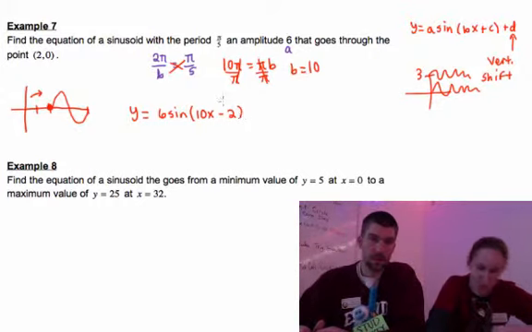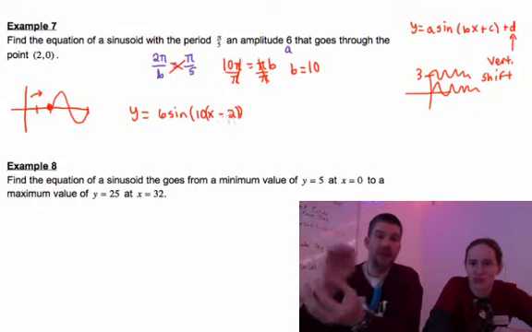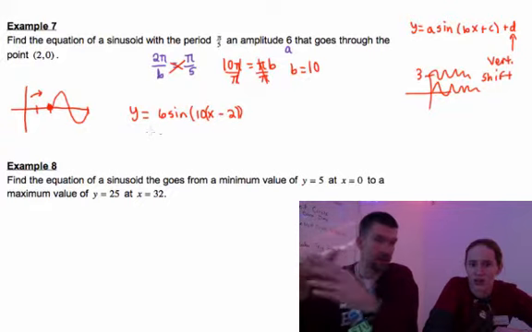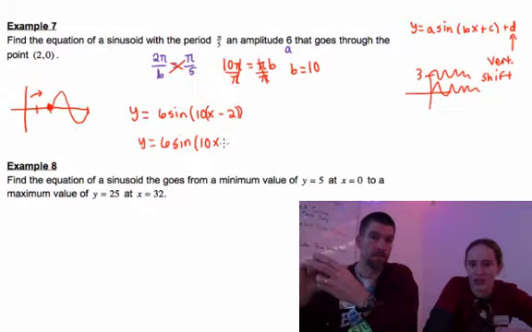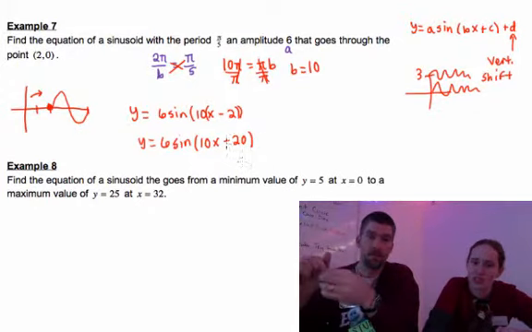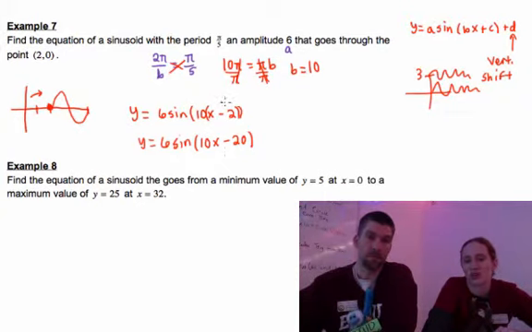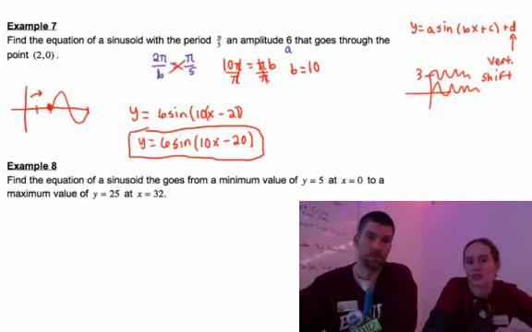Here's what happens: we put this in parentheses. Because to the x, we want to move 2, but also to the x, we're going to multiply by 10. So we've got to look at those individually. So y equals 6 sine, and then if we distribute, that's 10x minus 20. When we have a phase shift and a horizontal stretch or shrink, which is what's going on here, there is a little bit of an issue that's kind of hard to wrap our heads around.